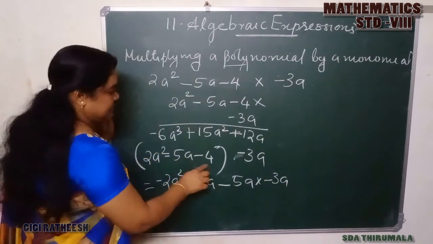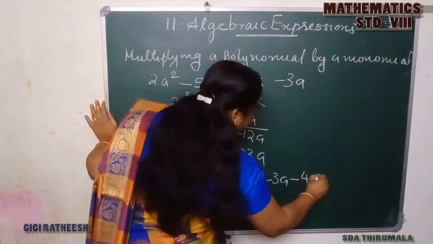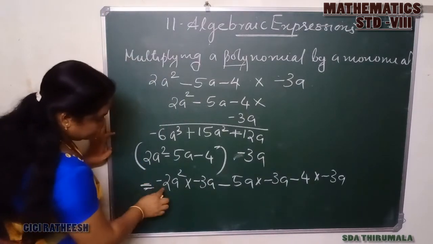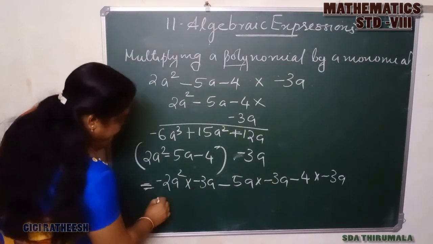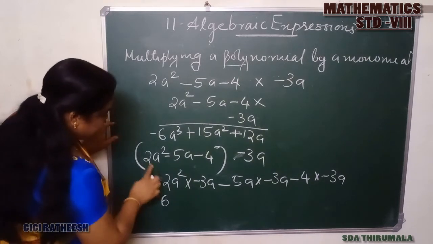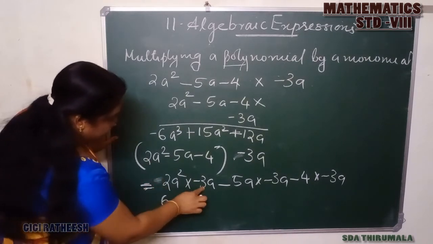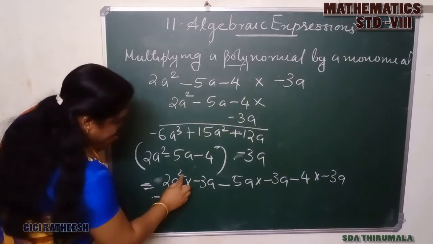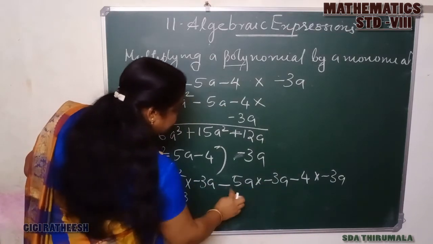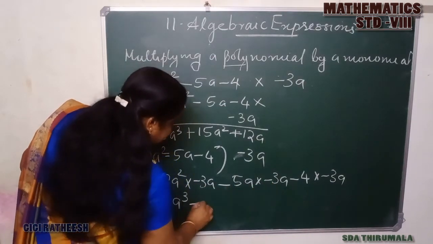And then the last term is minus 4 into minus 3a. Minus 2 into minus 3 is 6. Sorry, this is 2, not minus. 2 into 3 is minus 6. a square into a is a cube. And then minus 5 into minus 3 is plus 15.